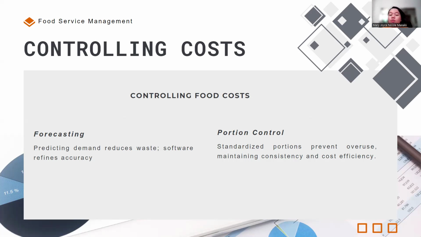But for portion control, standardized portion sizes prevent overuse of ingredients. Tools like portion scoops, ladles, and measuring rods ensure consistency, minimizing food waste and maintaining cost efficiency. So by implementing strong forecasting and portion control, a food service operation can optimize costs and maintain financial stability.